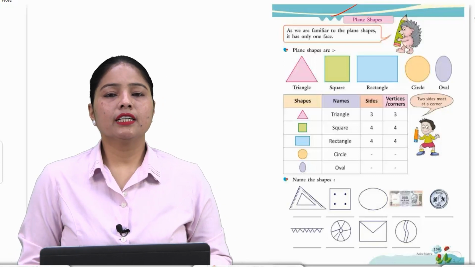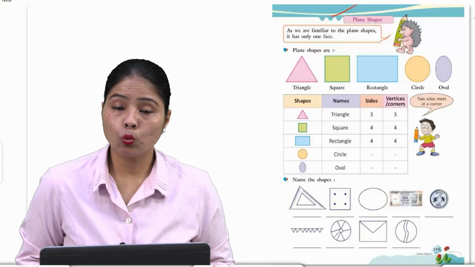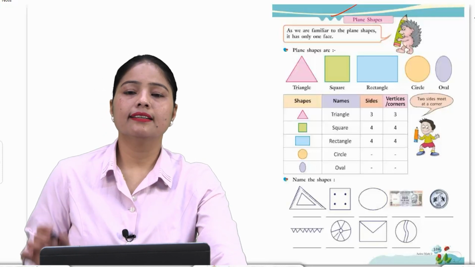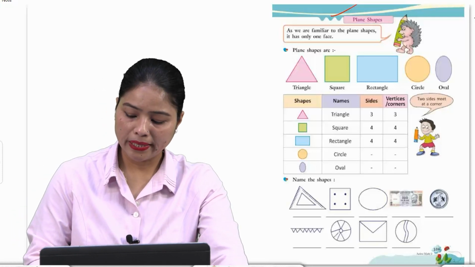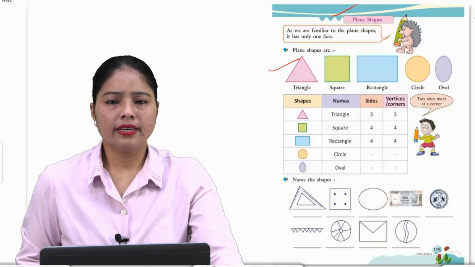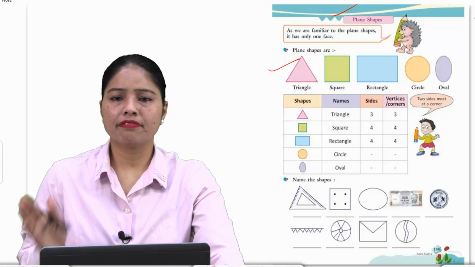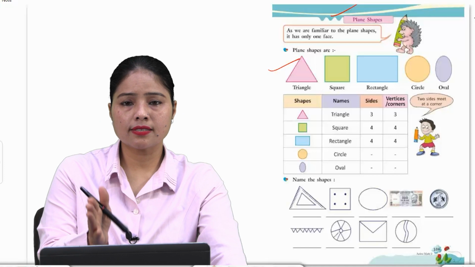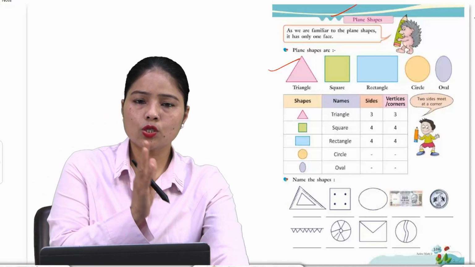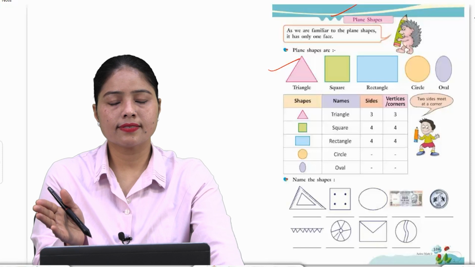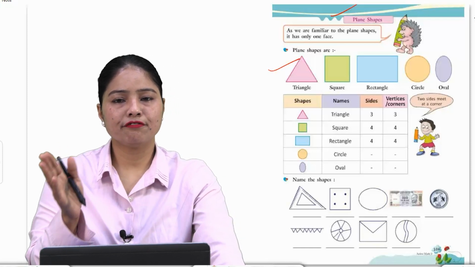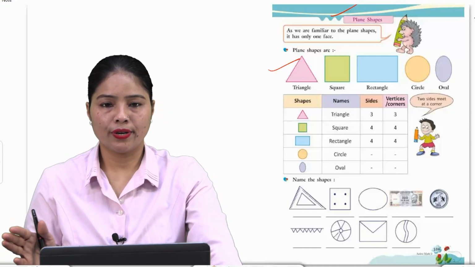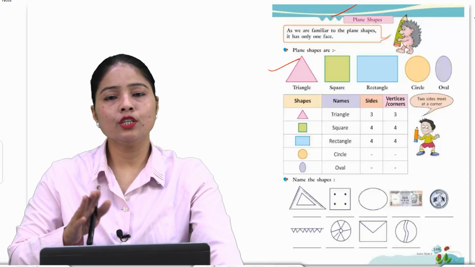As we are familiar to the plane shapes, it has only one face. Plane shapes are triangle, square, rectangle, circle and oval. So these are called plane shapes. Shapes, name, side, vertices या फिर कहेंगे corners. So first one is given triangle. So triangle has 3 sides and 3 corners. Similarly, square has 4 sides and 4 corners. Rectangle has 4 sides and 4 corners. Circle has no sides and no corner. Oval has no side and no corner.